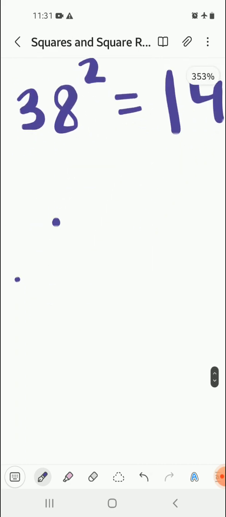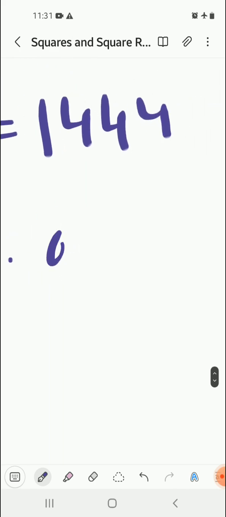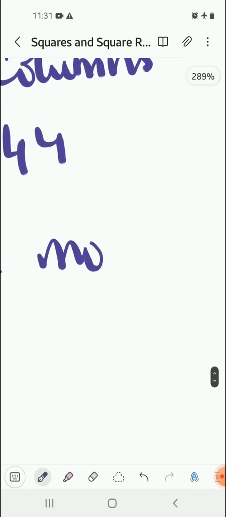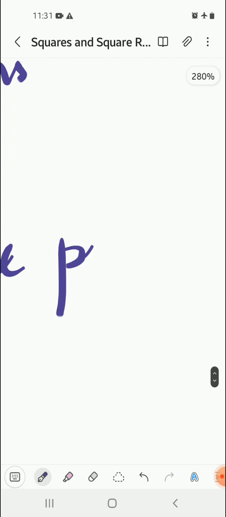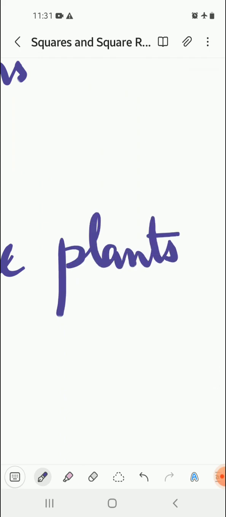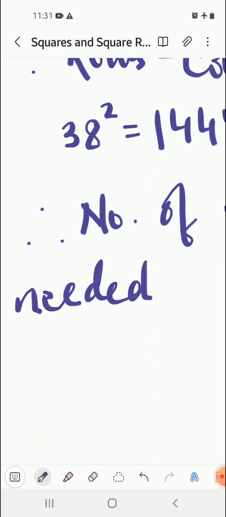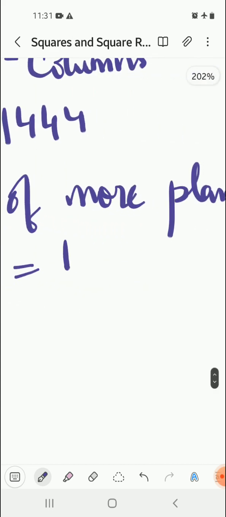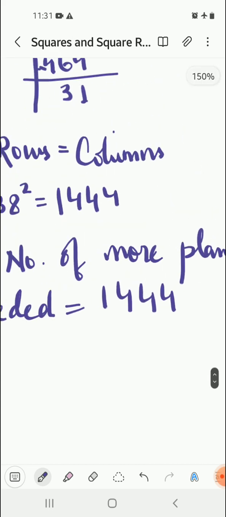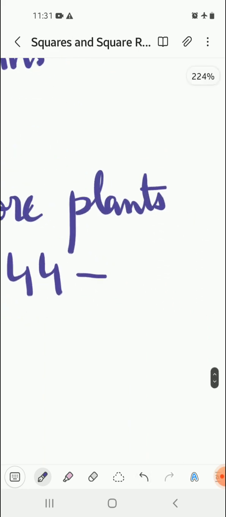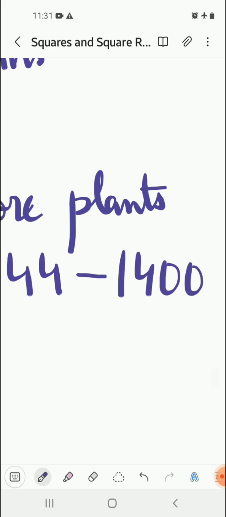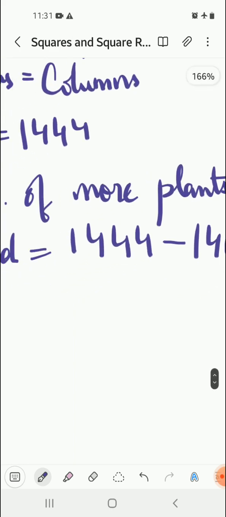Therefore, number of plants needed equals 1,444, the one that we have found out after squaring the number, minus the number given to us in the question, that is 1,400. We get 44. So this will be our answer.